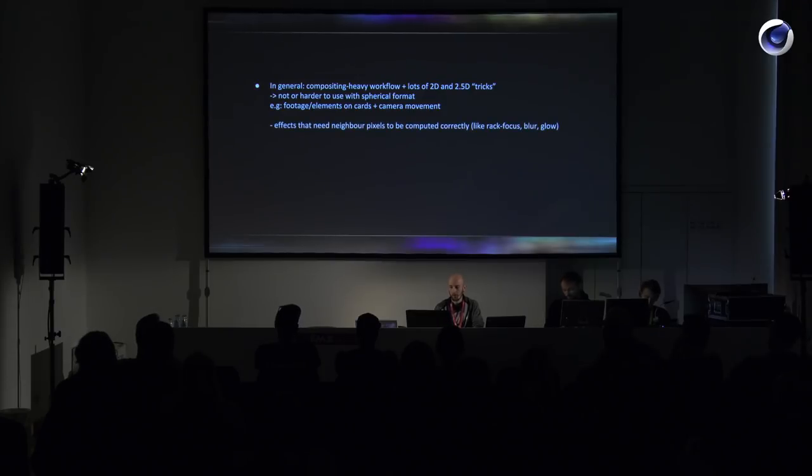Then all effects that need their neighboring pixels in order to be computed correctly, like defocus, blurs, glows, need some special treatment so you don't get a seam where the spherical image gets wrapped together again. You would need some kind of dedicated 360 filters, which are now included in the new After Effects CC 2018, some of them, like VR blur. But I still like to use my own workaround because I didn't have the new version when I worked on that, and I'm using a render farm to compute the images, and not all plugins are available, so I like to use the built-in solutions that are possible.